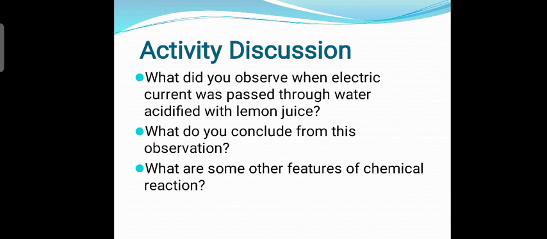Now there are some questions based on the activity. What did you observe when electric current was passed through water acidified with lemon juice? What do you conclude from this observation? And what are some other features of chemical reaction?